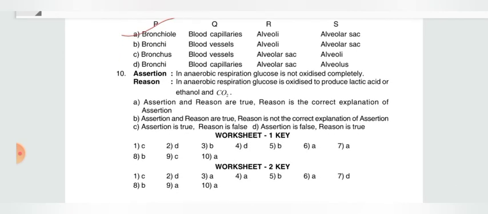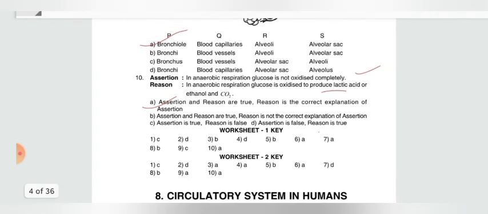In anaerobic respiration, glucose is not oxidized completely. True, because glucose is broken down, resulting in the production of lactic acid or ethanol and carbon dioxide. Lactic acid is later oxidized into carbon dioxide and water. This is incomplete oxidation. So both A and R are true. R explains A. Right, children?